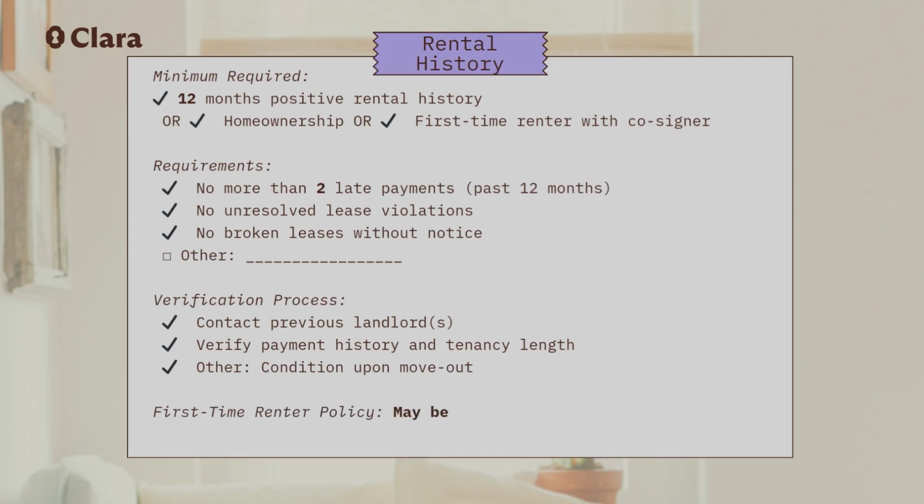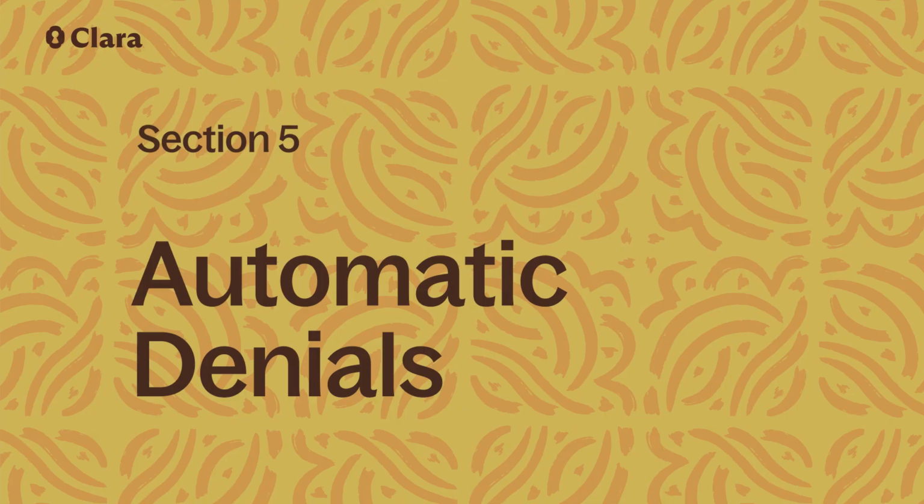Then you can write out your policy for first-time renters. So in this case, I'm going to say we accept first-time renters with a qualified cosigner that meets the income and credit requirements outlined above. So notice that we're not being harsh, we're being clear. And clarity is going to help good applicants feel more confident that they're a good fit. Section 5, automatic denials and gray areas.